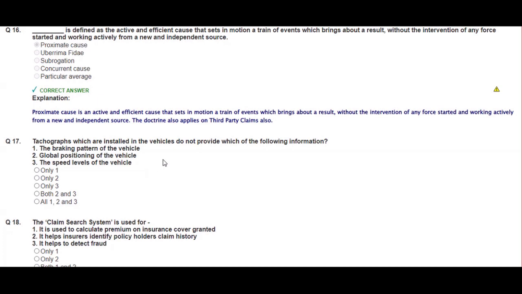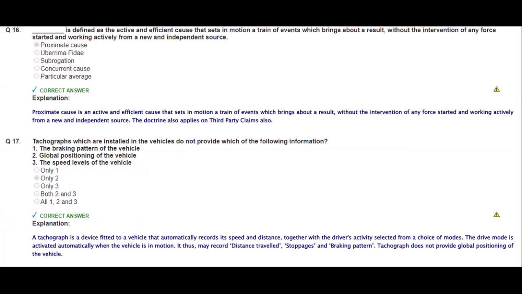Tachograph, which is fitted to a vehicle, does not provide which of the following information? The braking system pattern. The tachometer shows the speed levels, depending on the brake and speed. Global positioning, the tachometer does not show the exact GPS, so it does not provide that. We will clearly read the question before choosing an answer. It is given as vehicle does not provide. It is only two.